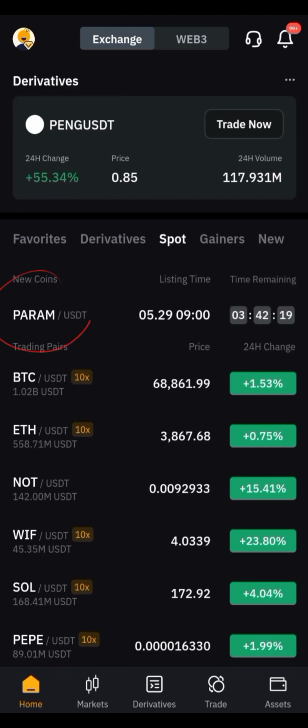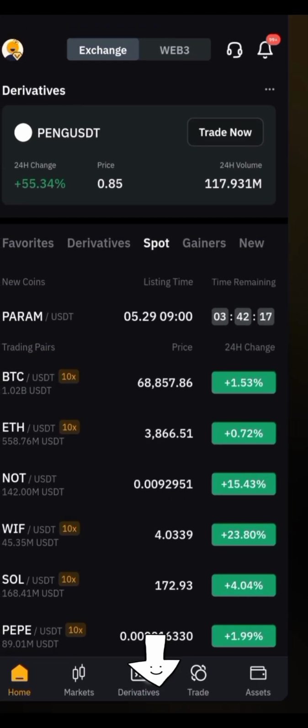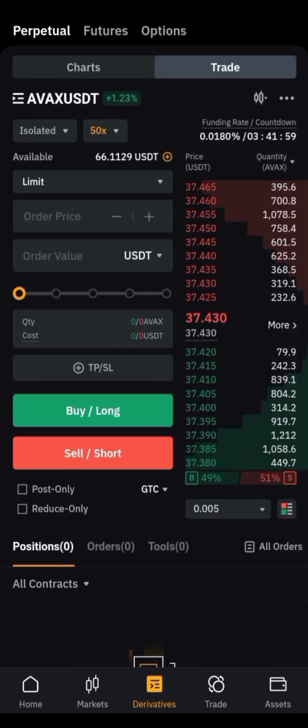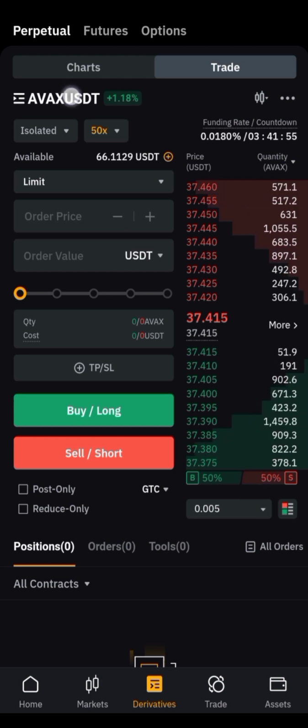By the way, the platform is Bybit, and I'm going to be entering a trade there. So let's go to our derivatives. This is where you trade futures, and we're going to be using this AVAX pair for the video tutorial.